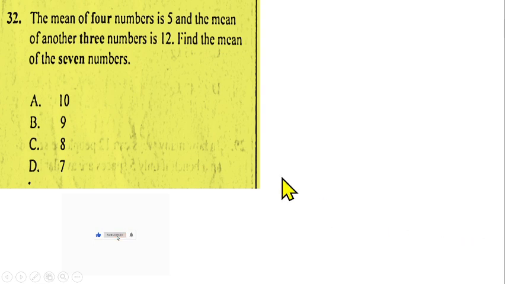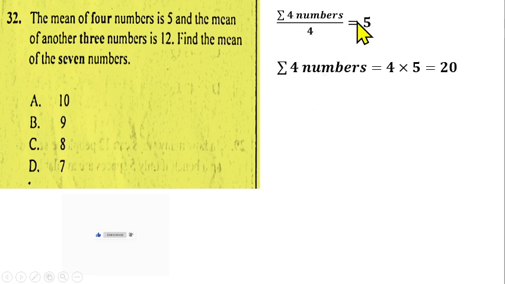Question number 32 is from statistics. The mean of 4 numbers is 5 and the mean of another 3 numbers is 12. Find the mean of the 7 numbers. So how do you find the mean? Mean is the summation of all the 4 numbers divided by 4. That gives us 5. Then I can get the sum of the 4 numbers by cross multiplying here. So the sum of the 4 numbers will be 4 times 5, that gives us 20.